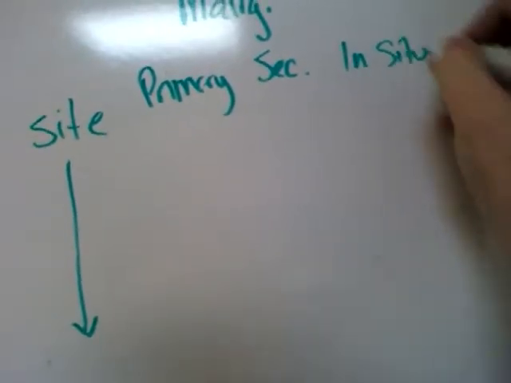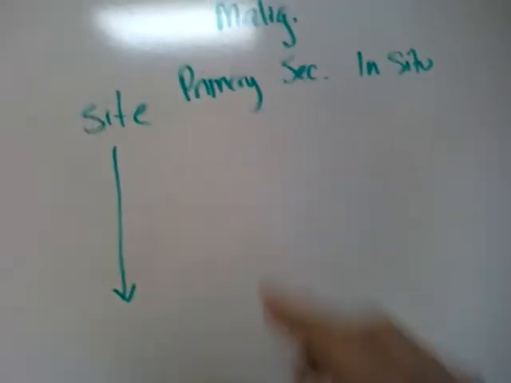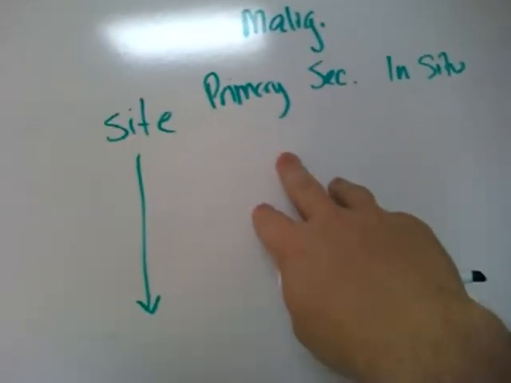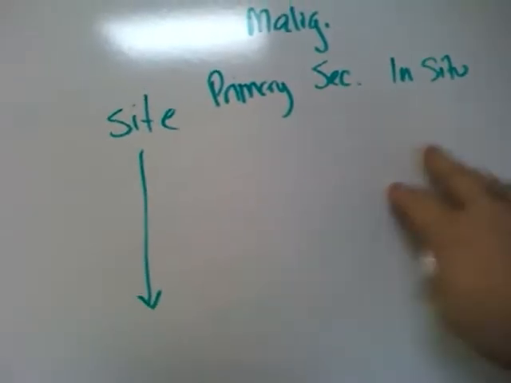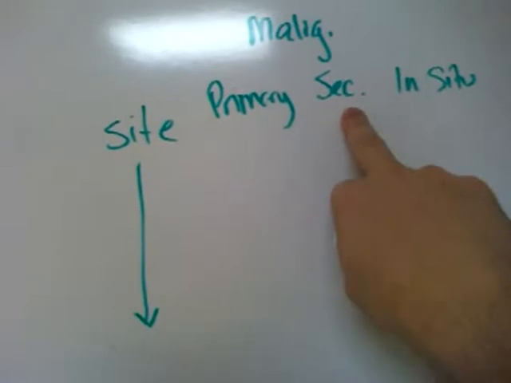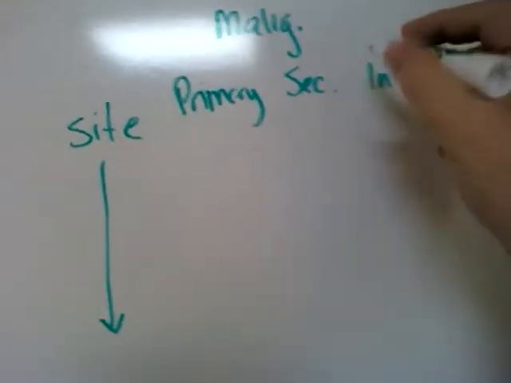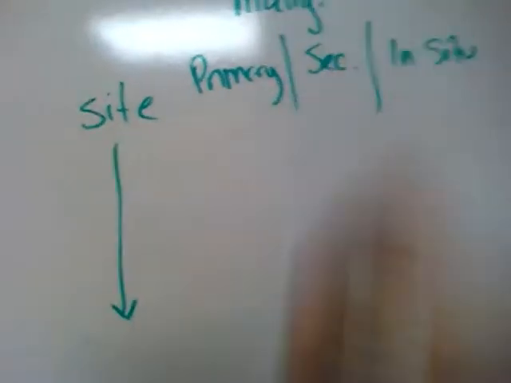Okay, so just to remind you from midterm and any other classes you might have had, if a cancerous cell metastasizes, it's going to go from one place, the primary site, to another place, which is the secondary site, or it could be in situ, which means in place. So basically it hasn't moved.